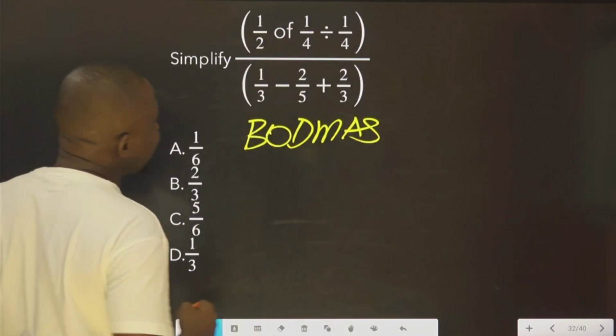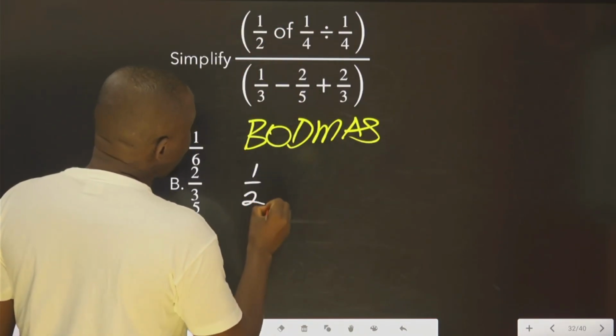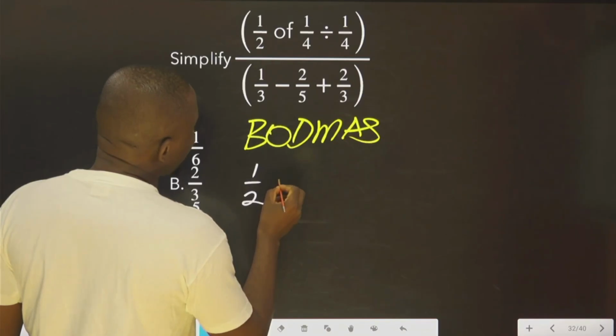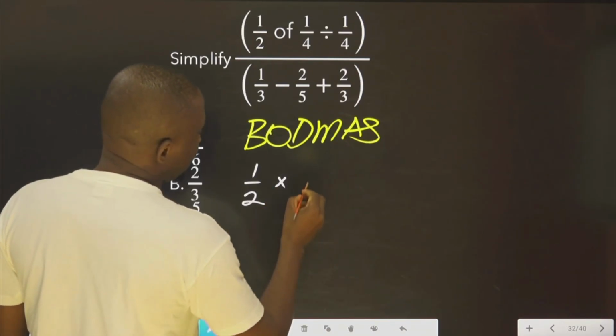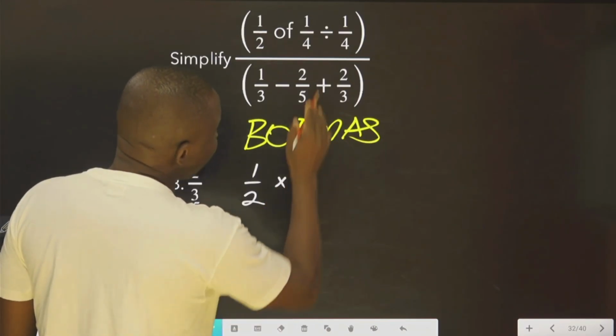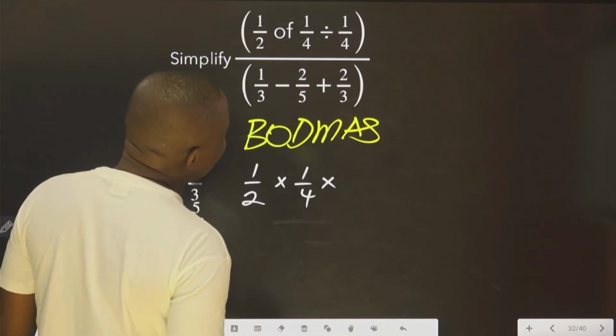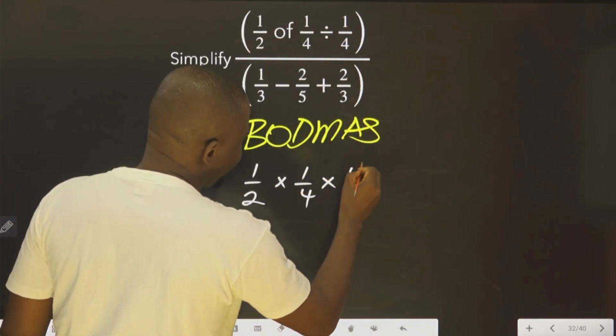Now let's first of all deal with the numerator. 1 over 2 of means what? Multiply. Over 4. What is the meaning of divide? I can turn it to times, then we twist this up. That is 4 over 1.